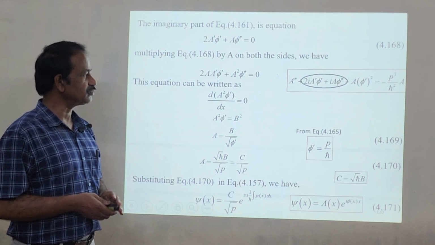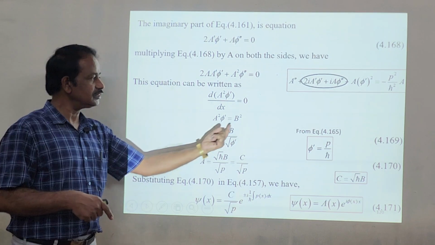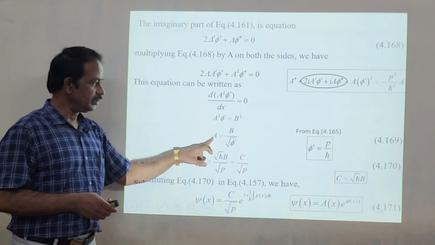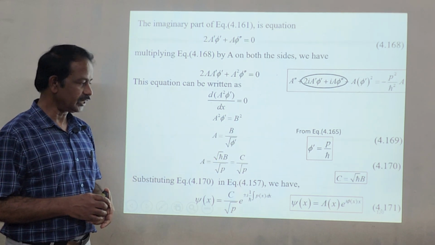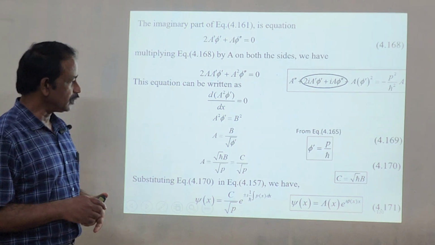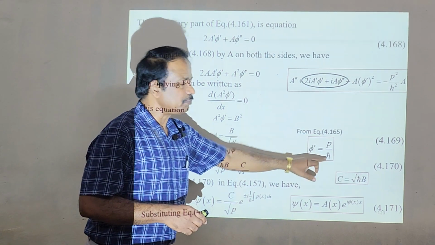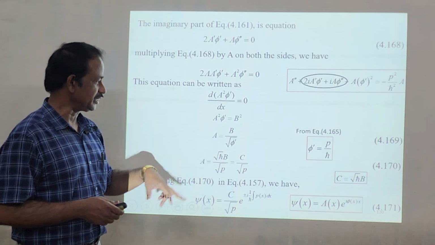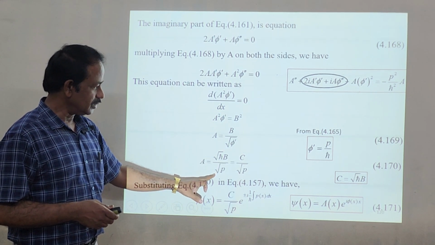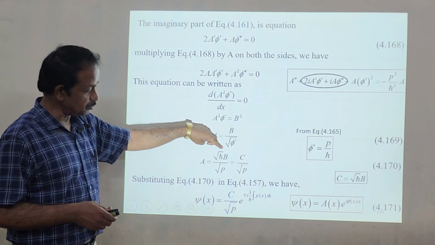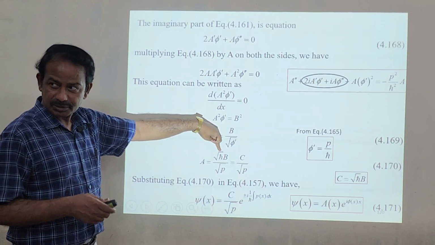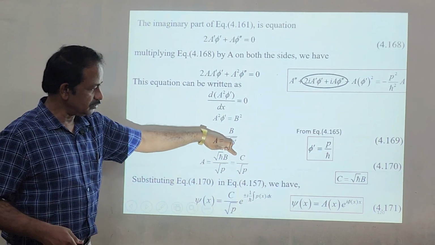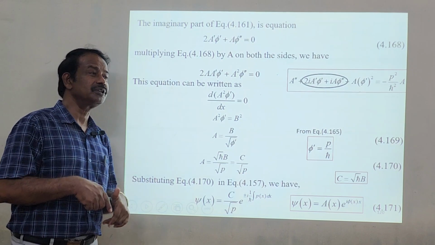So this implies that a squared phi prime equals, you have to integrate on both sides, an integration constant b squared. So you will get a squared phi prime equals b squared, and a equals b divided by root phi prime. Now your phi prime equals p by h bar, which is the phase factor we just learned. So substituting, that will give you b divided by root p by root h bar, so root h bar times b. H bar is a constant, b is also a constant, so put together, this is another constant c. So c divided by root p is nothing but your a. So we have found out a of x.